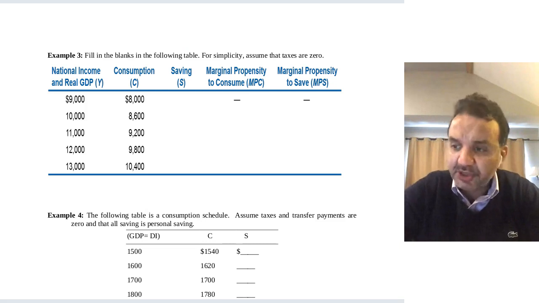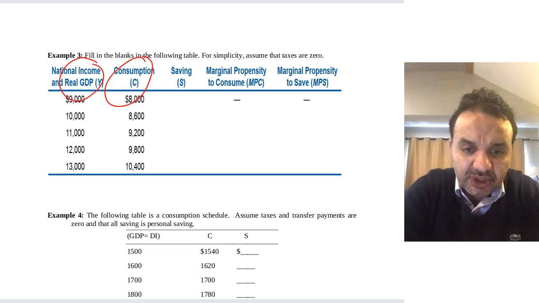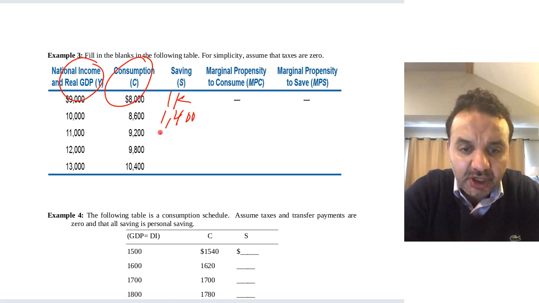Let's see another question. Again, this is your income, this is your consumption. Let's continue this table. So the saving will be here 1,000. Here will be 1,400. Here will be 1,800. And here will be 2,200. And here will be 2,600.